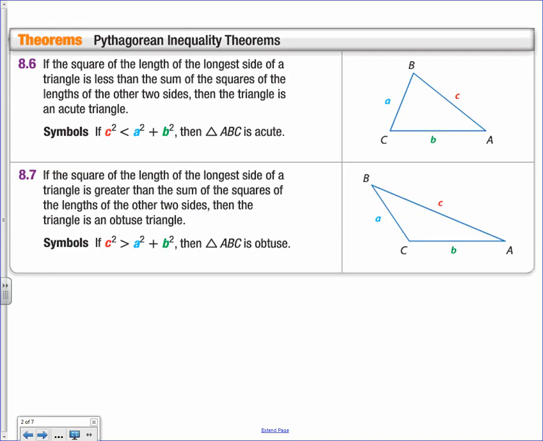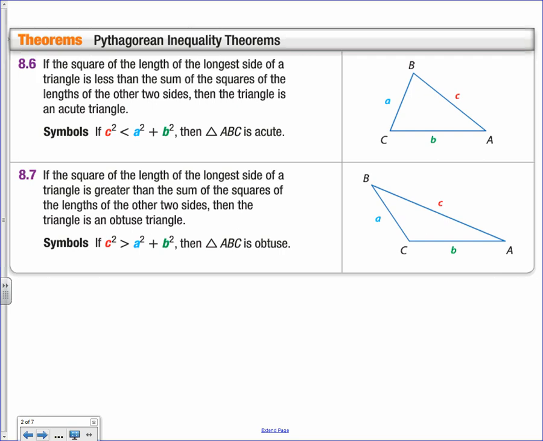The Pythagorean inequality theorems. So again, you can write out everything. You should read it. If the square of the length of the longest side of a triangle is less than the sum of the squares of the lengths of the other two sides, then the triangle is acute. And if the square of the length of the longest side of a triangle is greater than the sum of the squares of the lengths of the other two sides, then the triangle is an obtuse triangle.